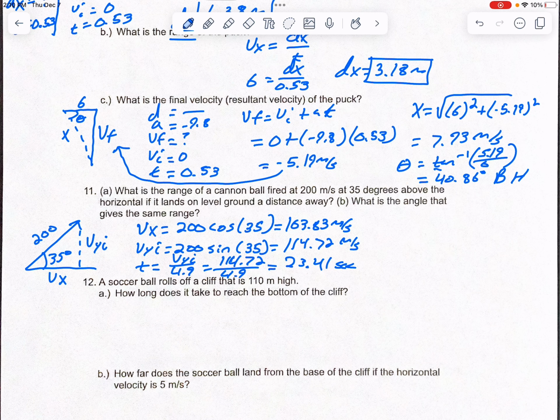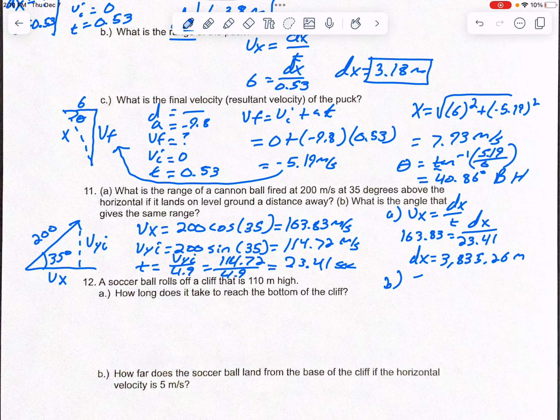It says, how far horizontally does it land? So remember part A, you're going to do Vx equals dx over t. So Vx is 163.83 equals dx, which we don't know, over time, which is going to be our 23.41 seconds. Multiply both sides by that, and you're going to get a horizontal distance of 3,835.26 meters. Now part B says, what other angle would have the same range? If the angles add up to 90, they'll land in the same spot. So that means the other angle would have to be 55 degrees.